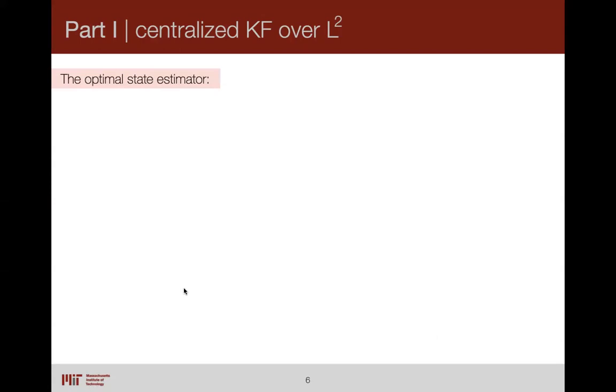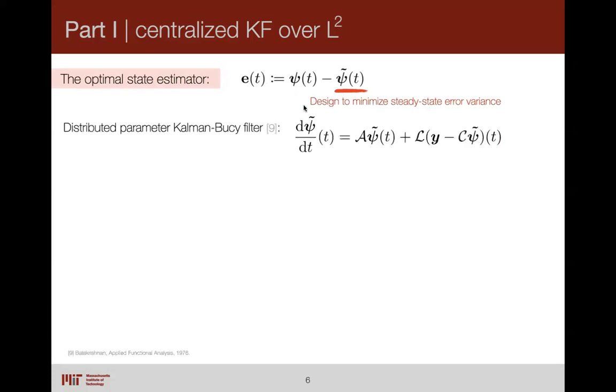So once I have my plant set up, let's look at the optimal state estimation problem. This will be pretty standard as well. So I define an estimation error here as the difference between my state and the state estimate that I want to produce. I will denote the state estimate using this tilde. And the idea would be that I'm trying to design the state estimate to be causal and to minimize the steady state variance of the estimation error. So if we do that, we know that we obtain the Kalman filter, so I will not go through a lot of details, but the idea again is that this is now a distributed parameter Kalman filter.